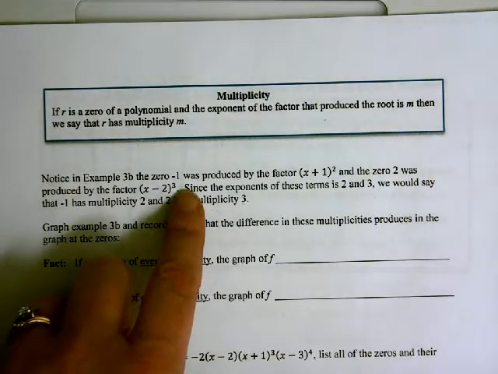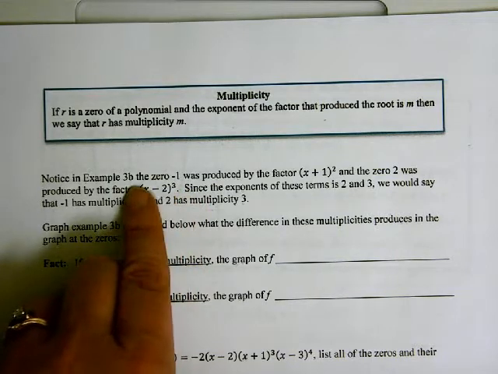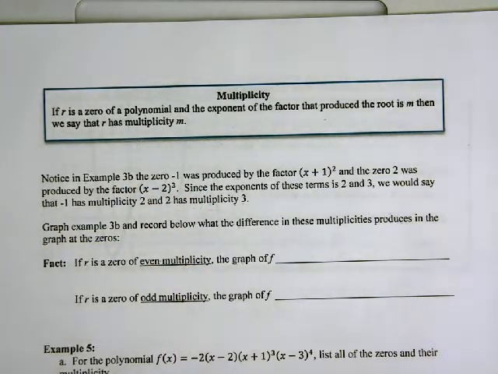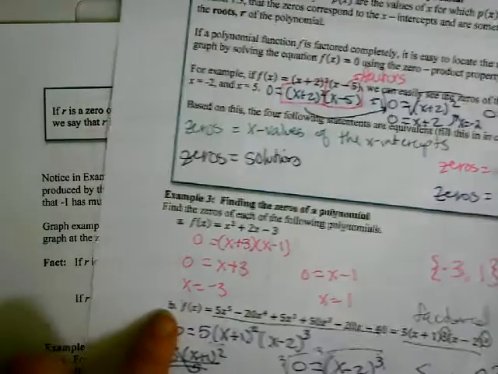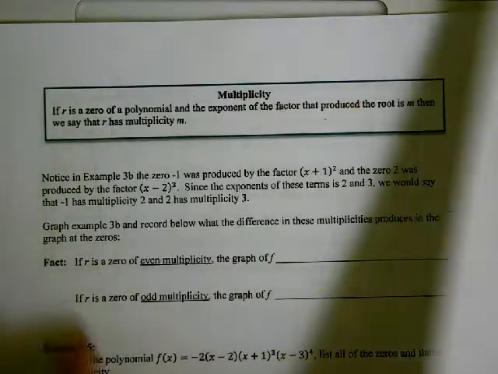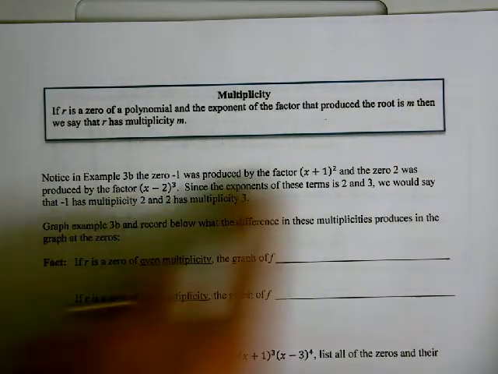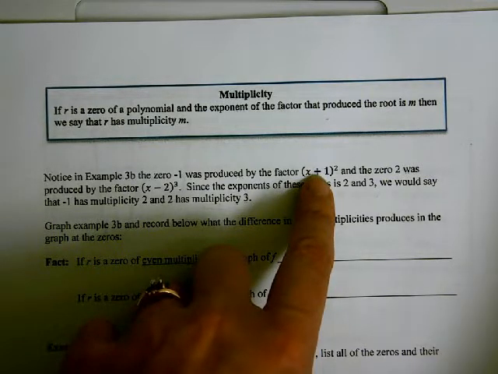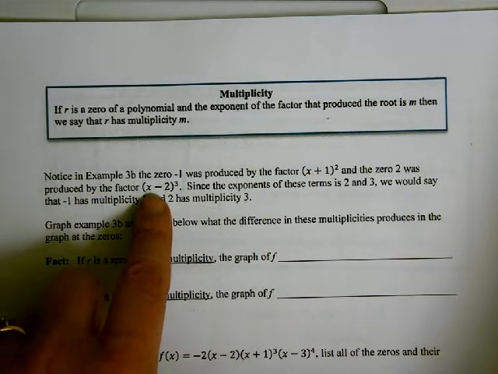So taking a look at this, you're going to need to go to Desmos because you're the one that's going to come out and say that in example 3b, so that's the one I was just talking about here, it had an x plus 1 squared and then an x minus 2 cubed.